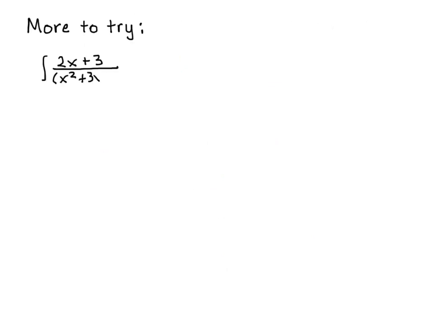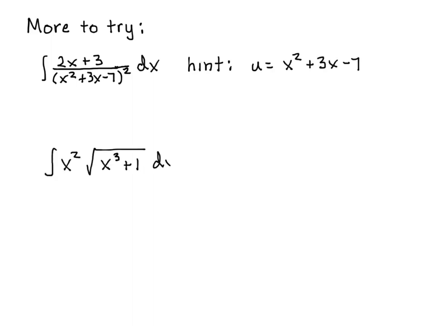Okay, so here's a couple more for you to try. The first one, use x squared plus 3x minus 7 as the first substitution. The second one, I won't give you a hint, but I think it follows the pattern as much as the previous example. So push pause and see if you can do these.